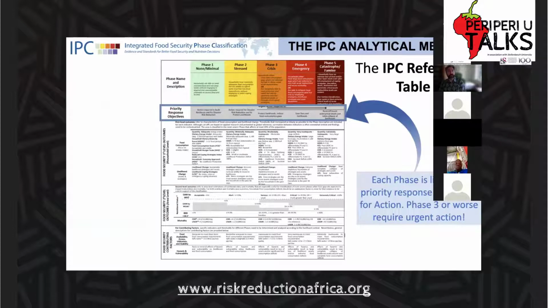And each one of the phases also then has a broad description of what action is required. That is to say, this is not a programming document, but it would suggest what the focus of policy and programming action should be. Phase 3 is crisis and higher, which means that from that point, one should begin thinking about ways to save lives. Phase 2 and phase 1 would be more about protecting livelihoods and building resilience.